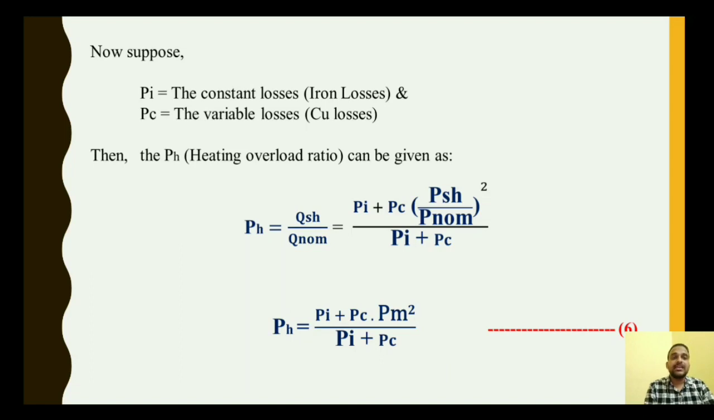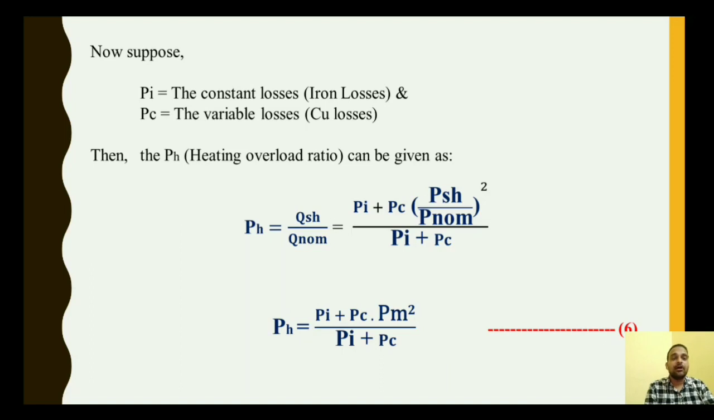Then we have P_H, that is the heating overload ratio, which can be given as P_H equals Q_SH upon Q_norm, that is the very basic definition of P_H. Q_SH can be considered as the loss of iron, that is the constant loss, plus P_C into P_SH upon P_norm, whole squared. What is P_SH upon P_norm? It is the mechanical overload ratio. So overall, the heating overload ratio is Q_SH upon Q_norm, equal to P_I plus P_C into (P_SH upon P_norm) whole squared, divided by P_I plus P_C.